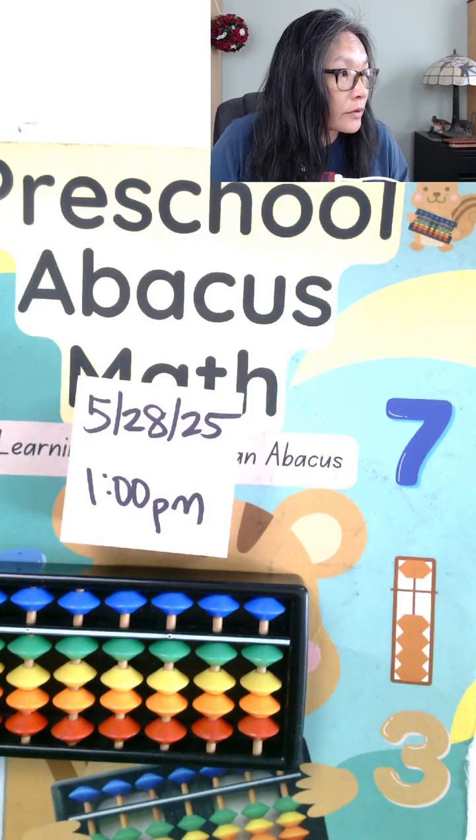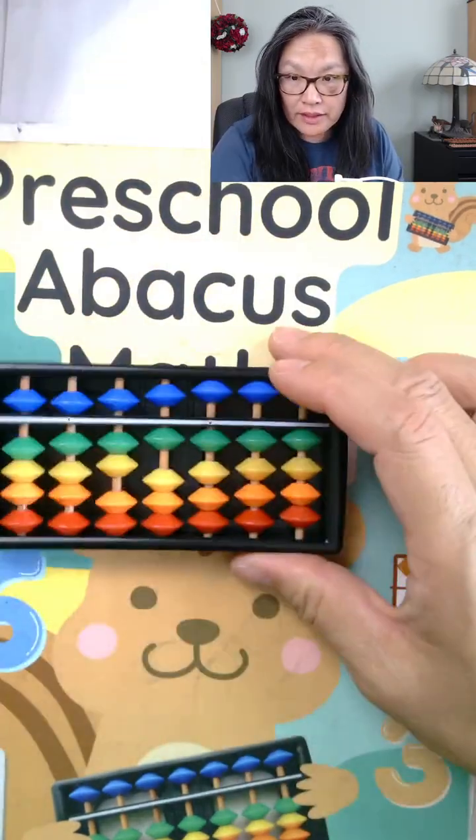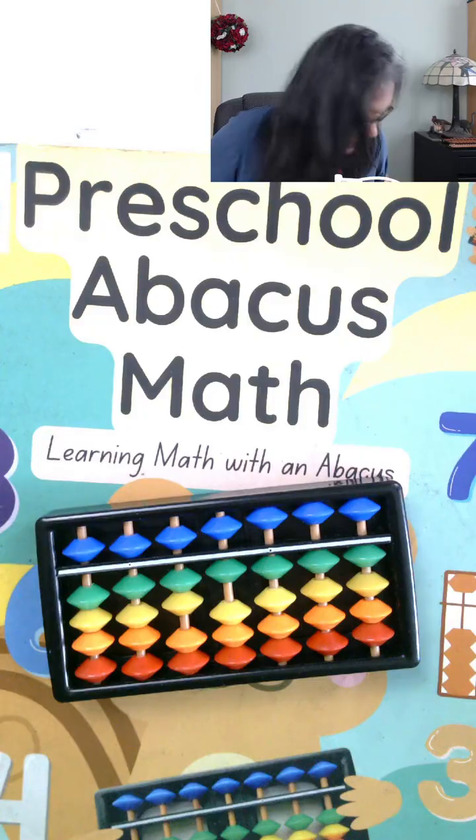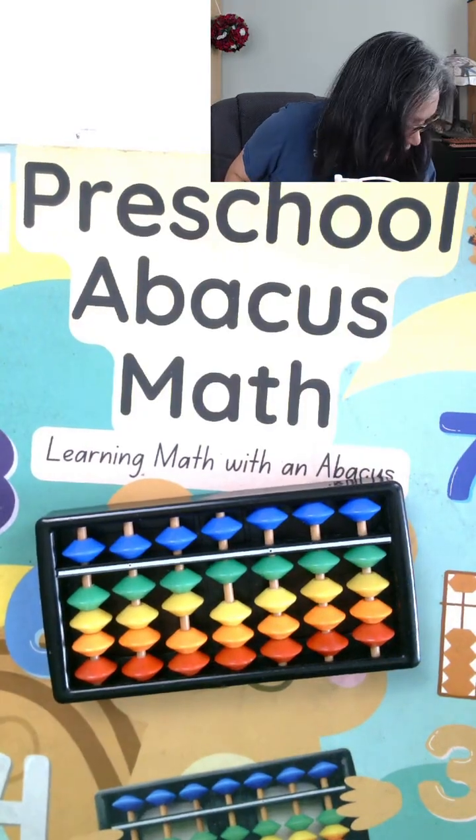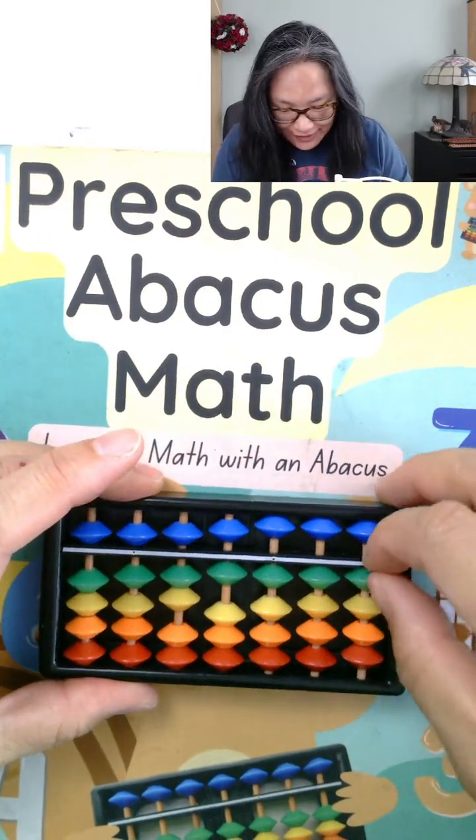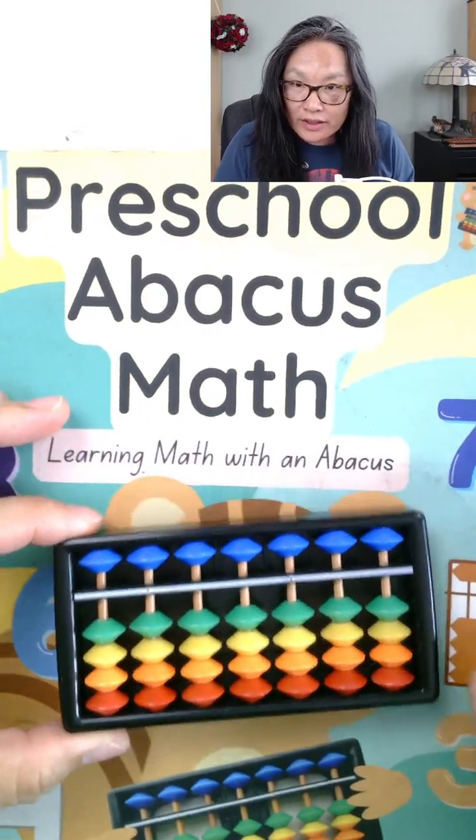Okay, what are we doing? We are talking about the abacus. How are we going to do it? We're going to count. Okay, anyways, what are we going to do? We're going to be counting on the abacus. This is what we're doing.